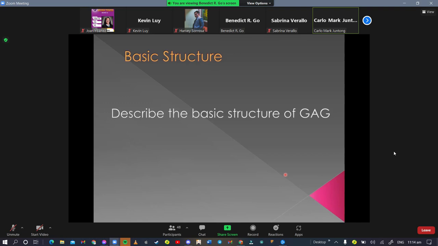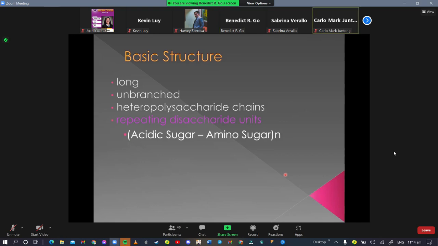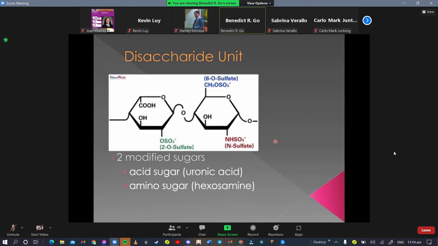It's a polysaccharide, Doc. An unbranched polysaccharide. It's a very lengthy saccharide, but it's a polysaccharide. So you're right. Thank you, Carlo. Now, the basic structure of the GAG is a long, unbranched heteropolysaccharide chain. A repeating disaccharide unit is composed of an acidic sugar and an amino sugar. These are modified, derived sugars. The acidic sugar is usually uronic acid, and the amino sugar is a hexosamine. But there are a few exceptions which we will note later.